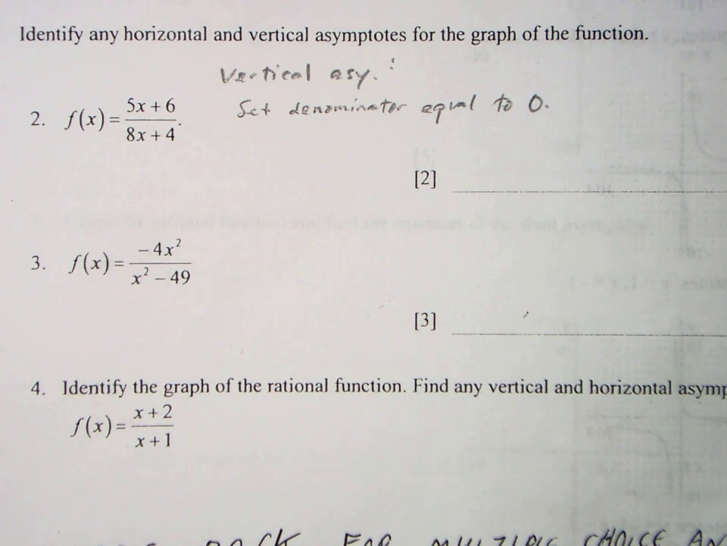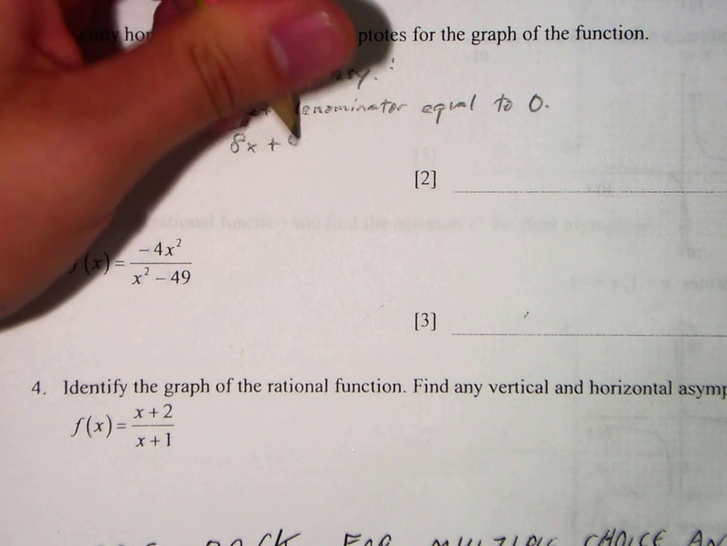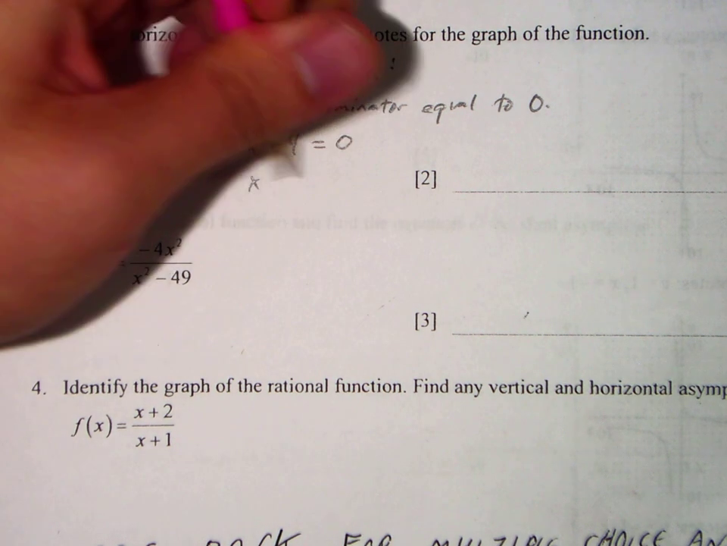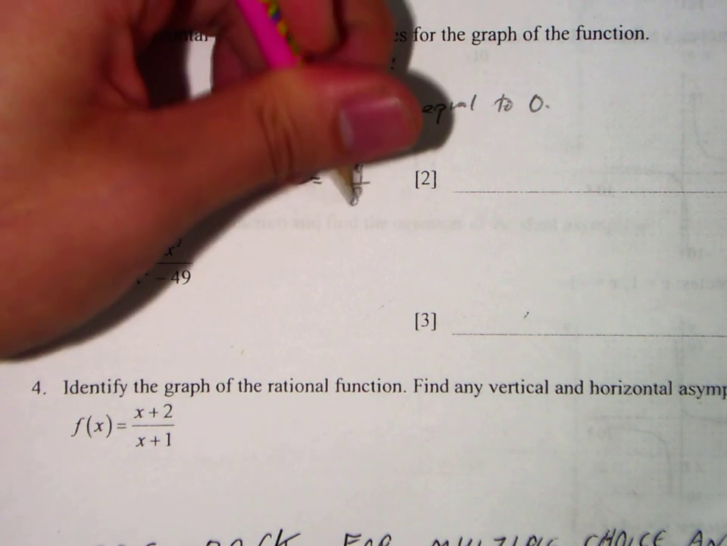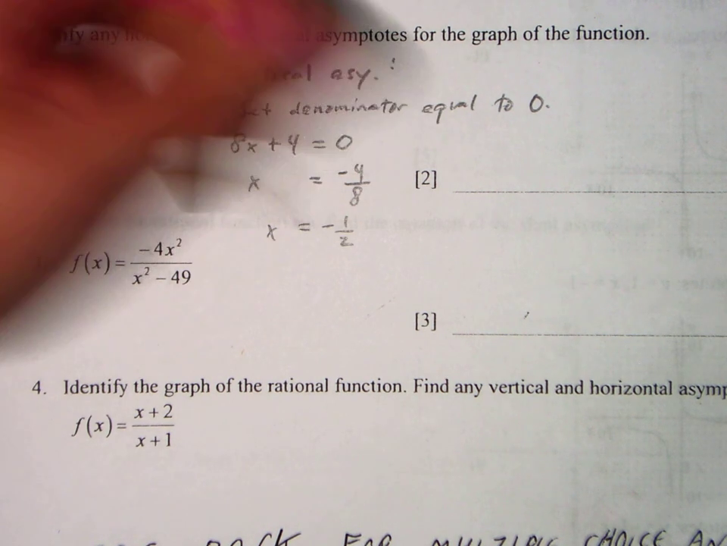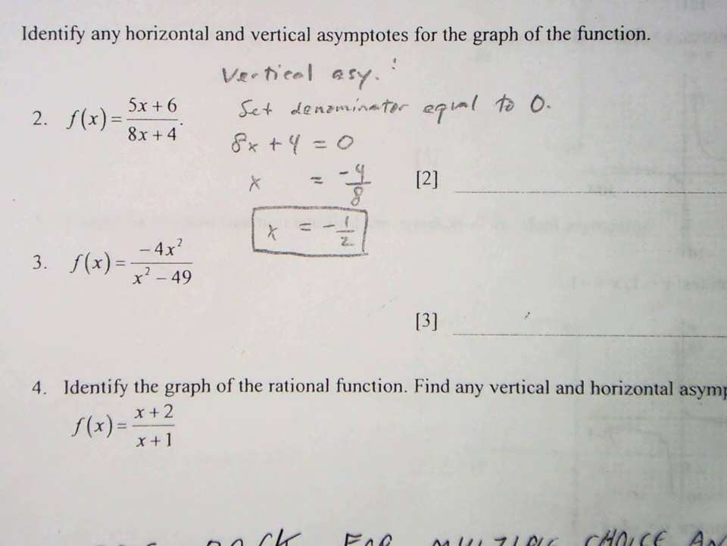Okay, so let's do so. For this one, it would be 8x plus 4 equals 0. We would subtract 4 from both sides, divide by 8 on both sides. We would have x equals negative 4 over 8. X equals negative 1/2. So this right here is our vertical asymptote.